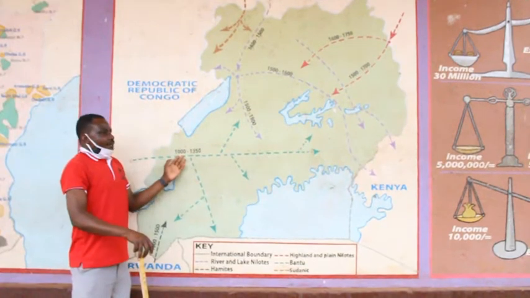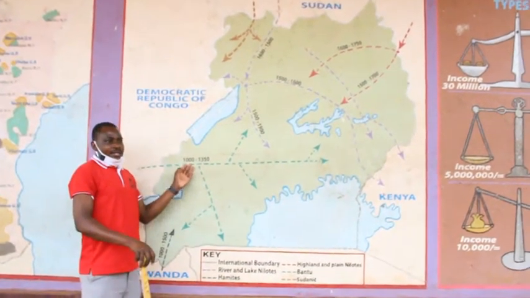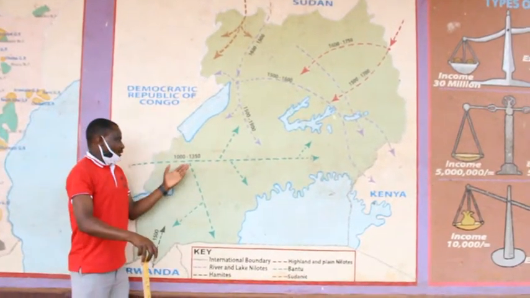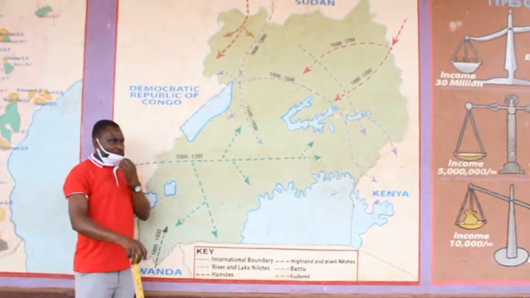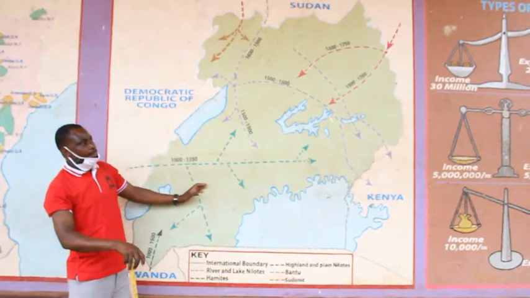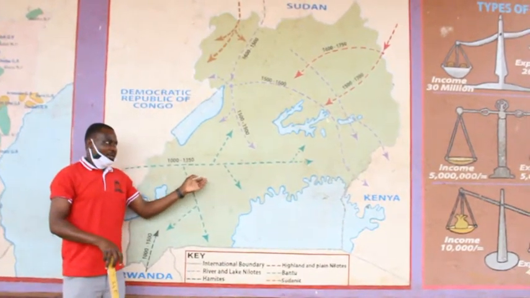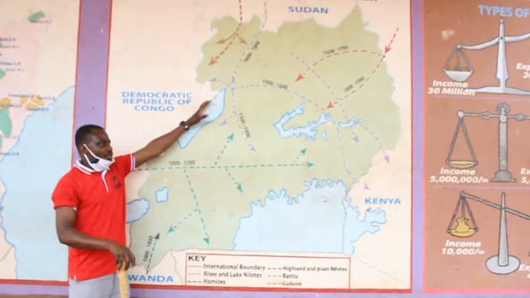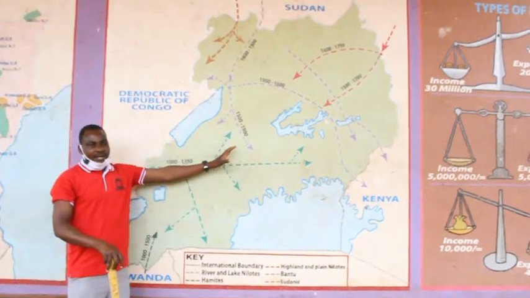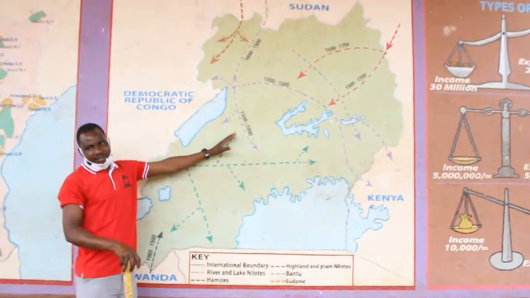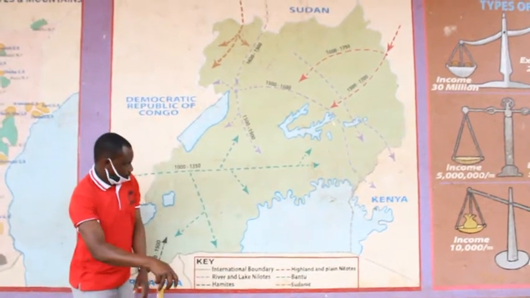Now you are going to identify the area where you are staying. Then you identify 2 examples of the Bantu tribes in that area. Those who are living in the northern part of Uganda, we don't have the Bantu tribes. But those who are in central Uganda, western Uganda, and eastern Uganda, you can identify some of the Bantu tribes.